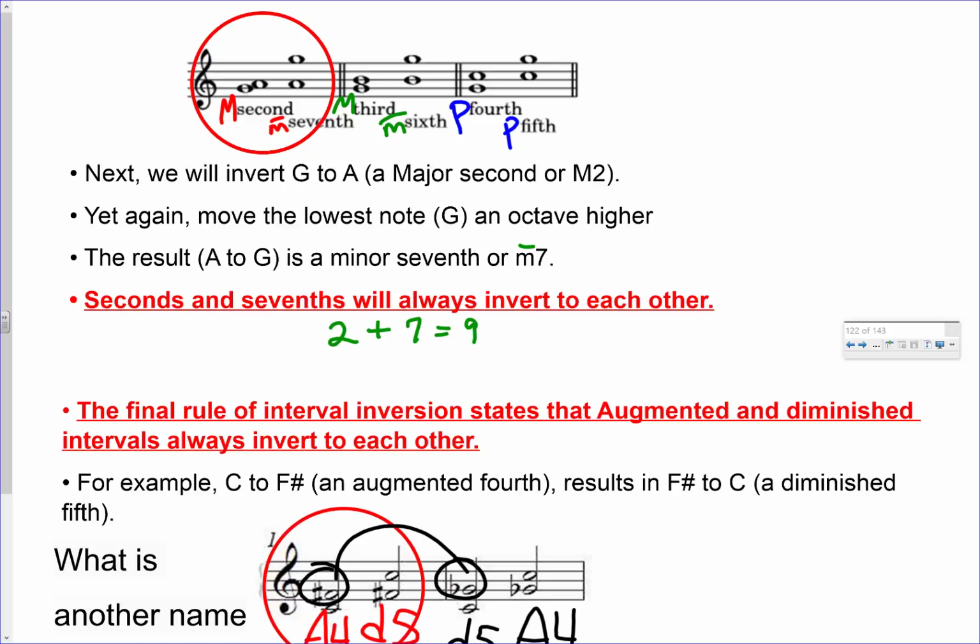Since seconds and sevenths are major and minor, that means if we have a major second, it will invert to a minor seventh. If we have a minor second, it will invert to a major seventh.